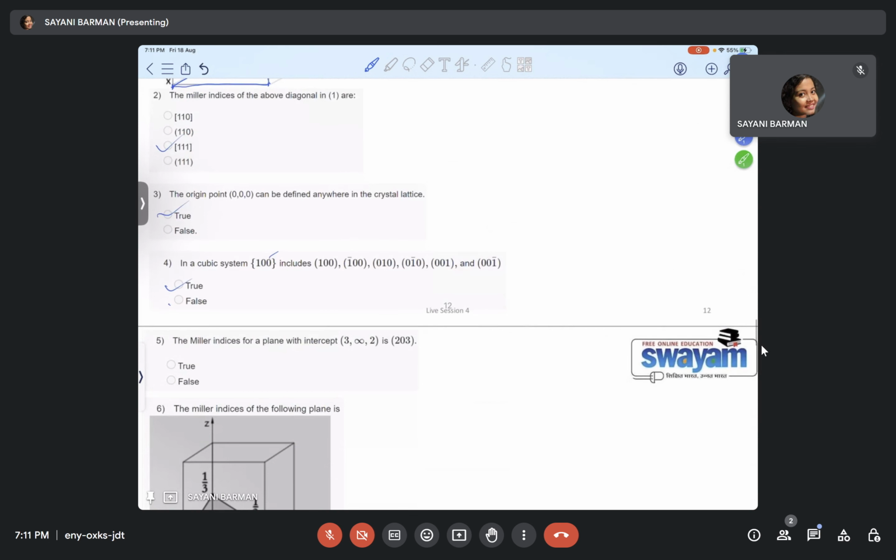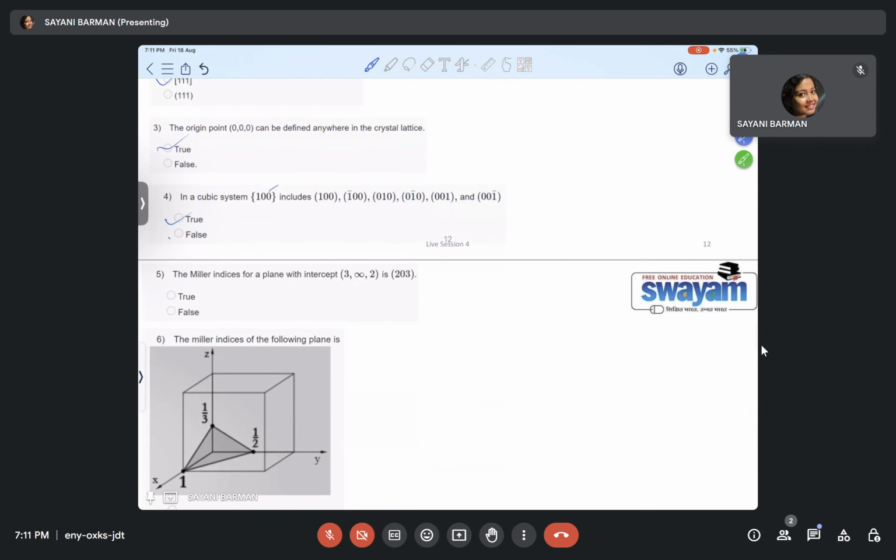The next one is the Miller indices for a plane with intercepts 3, infinity, 2. The inverse of the intercepts gives the Miller indices. If we invert this, 1 by 3, 1 by infinity, 1 by 2. 1 by infinity equals 0, and 1 by 2. Now if we take these as integers, it will be 203. 203 is the Miller indices. Yes, right.